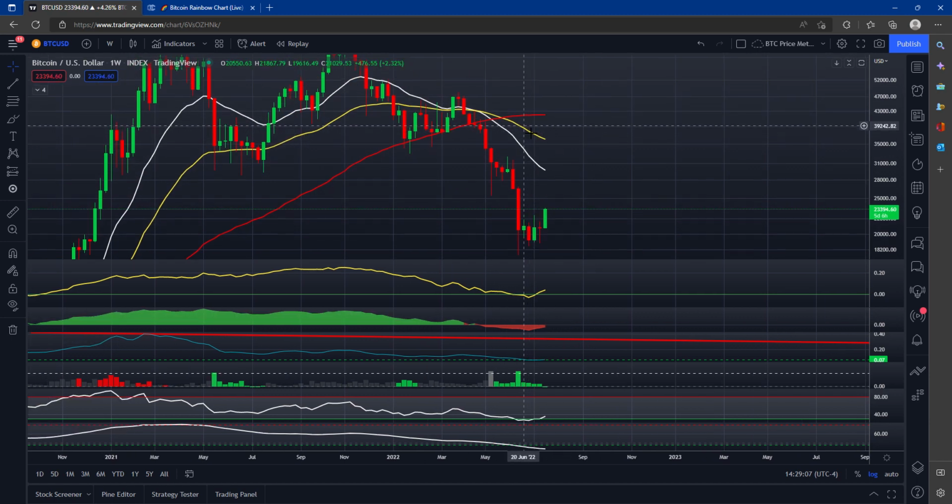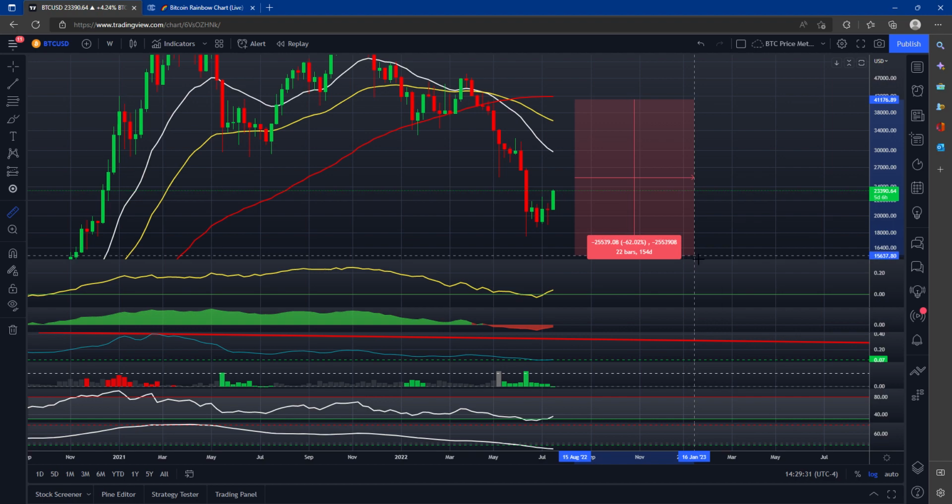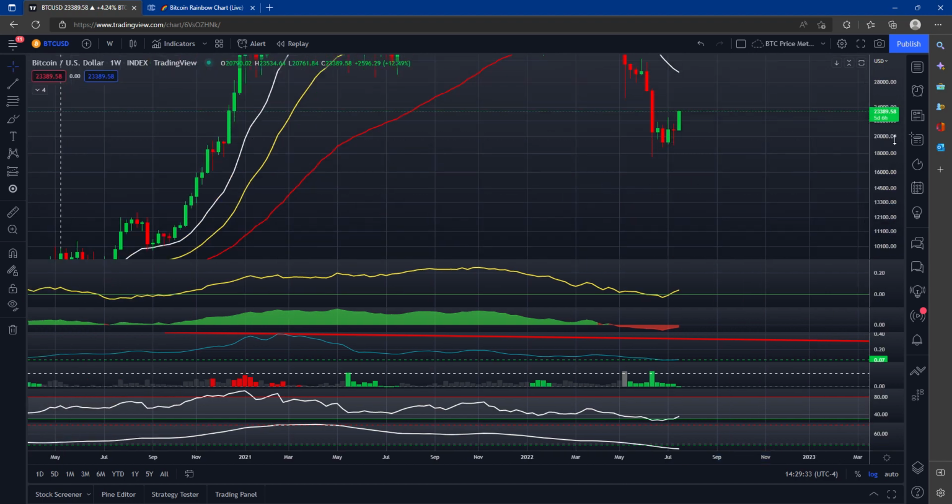So this yellow line here is the 50-week exponential moving average. This red one is the 203-day exponential moving average. This white one is the 20-week exponential moving average. You can ignore the white one for now. We'll start with these two. So what you'll notice is that once these things cross, a 56% drawdown.